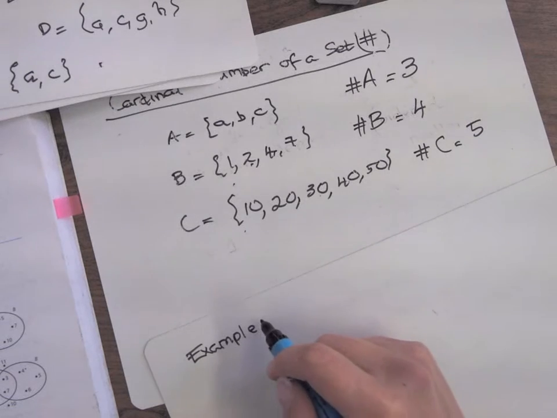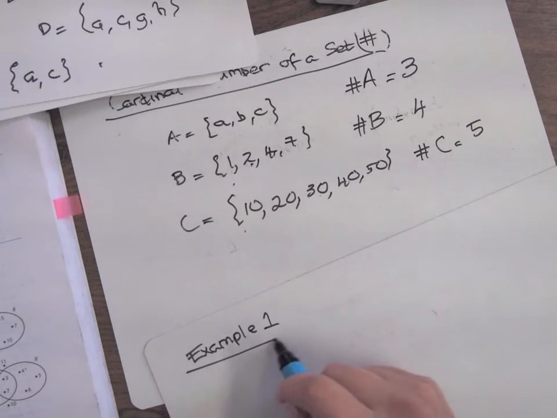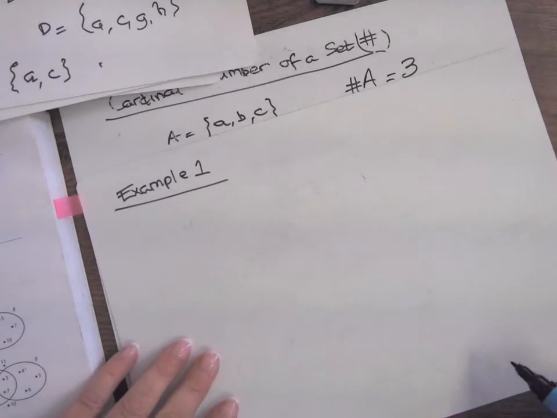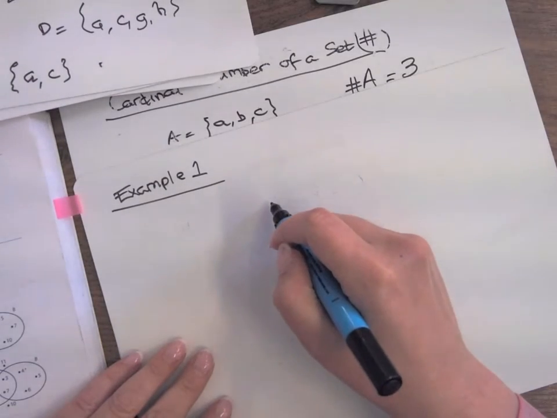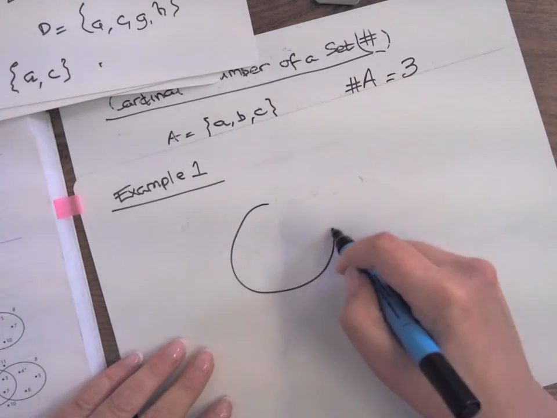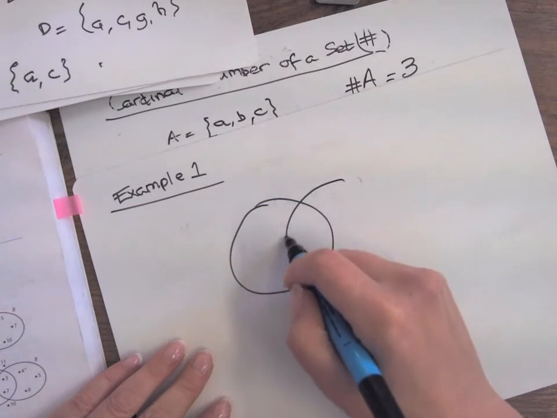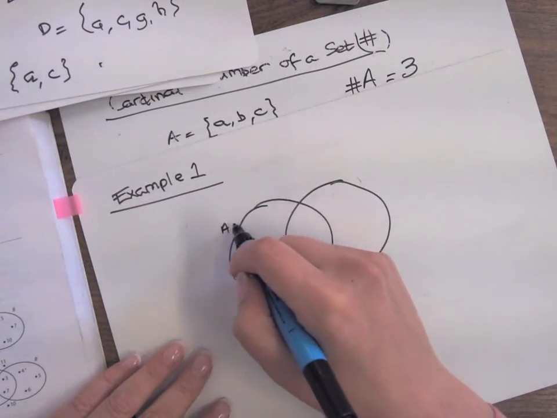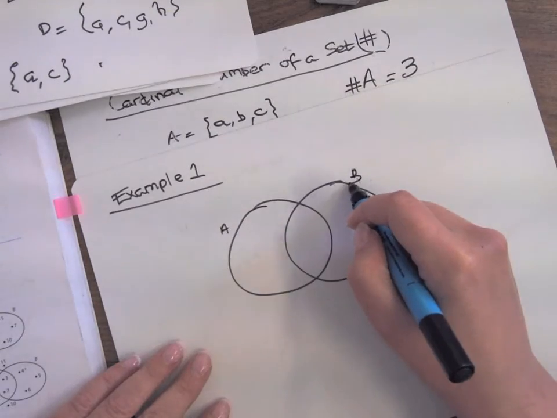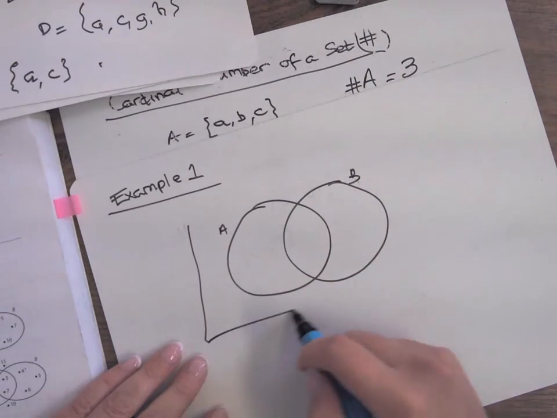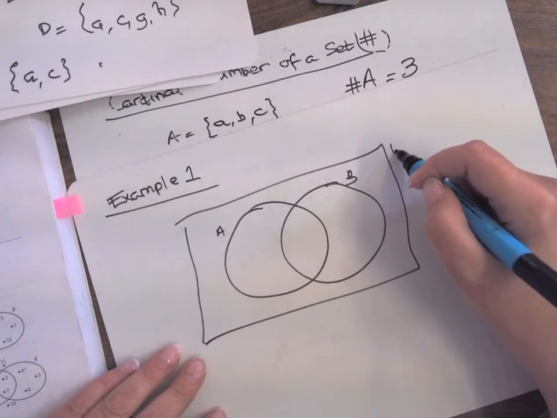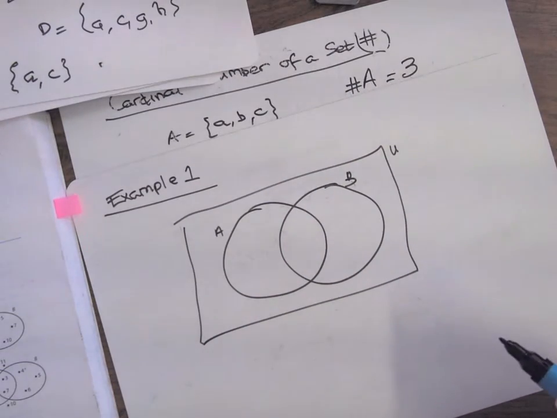Right, I'm going to remind you of a Venn diagram. Do you remember the Venn diagram where you have two sets overlapping? I'll call them A and B, and this is the universal set. Do you remember this from last year?